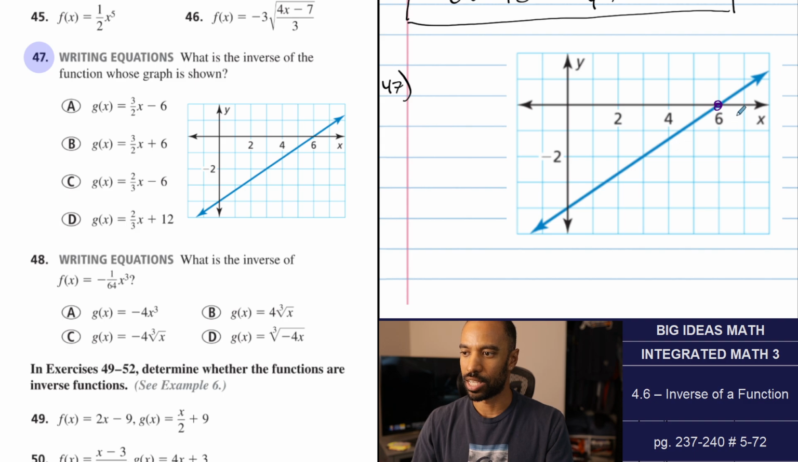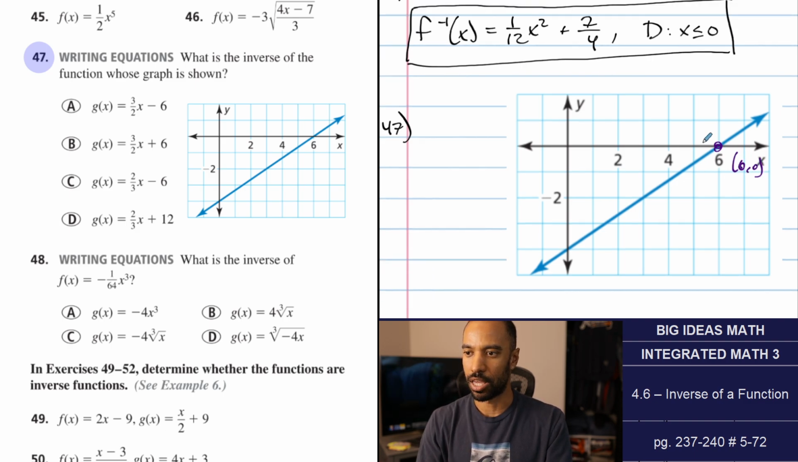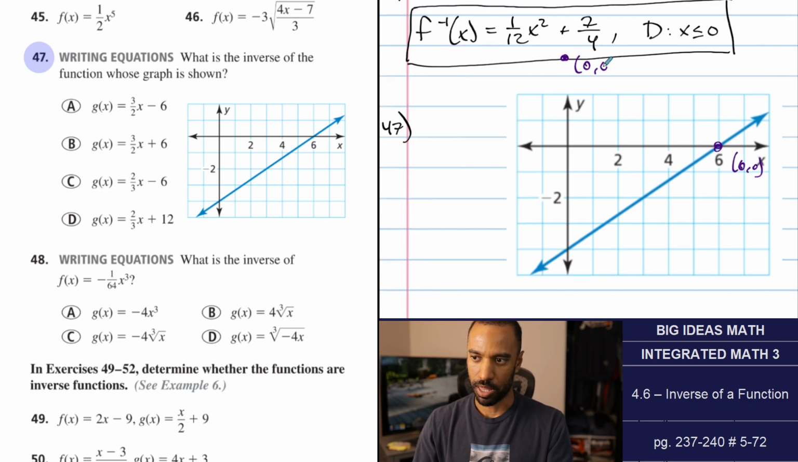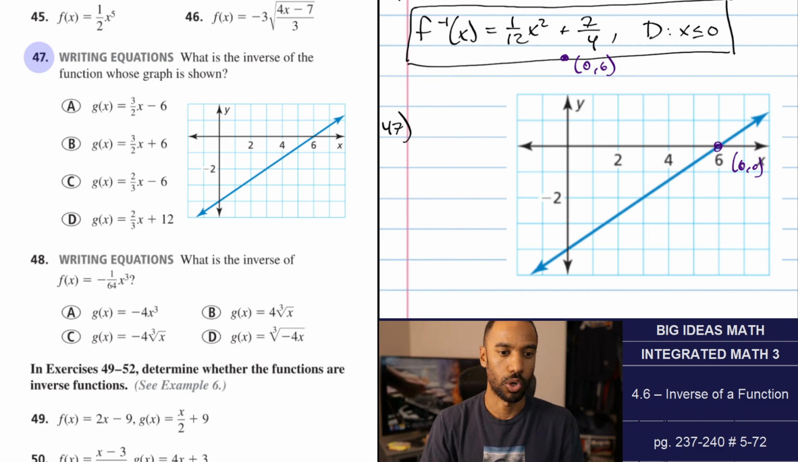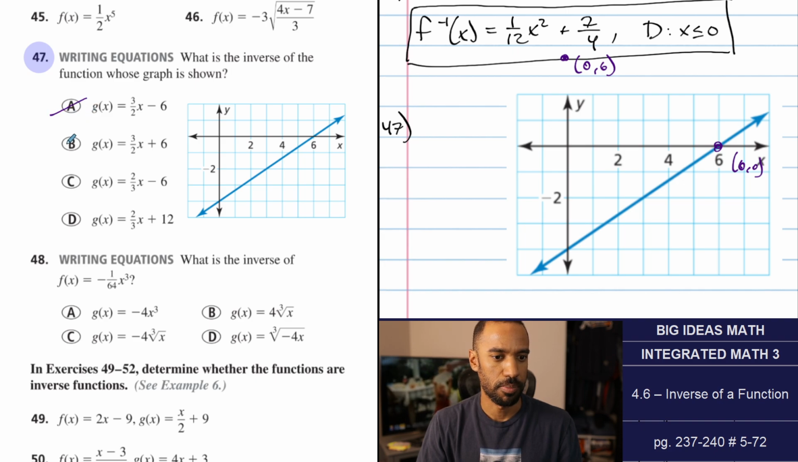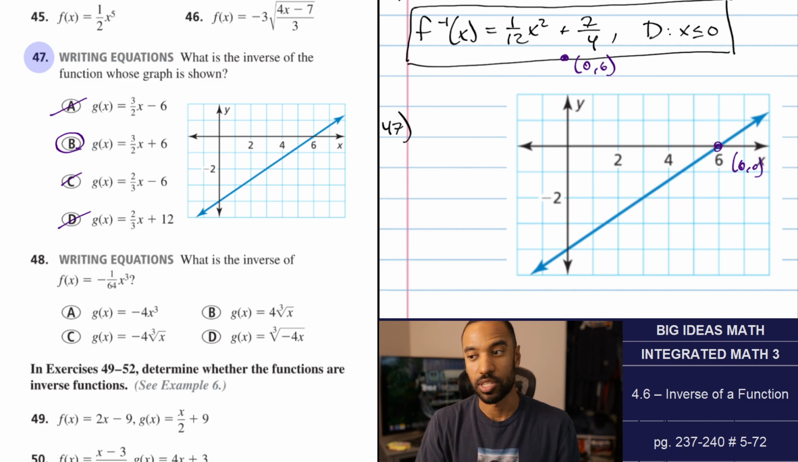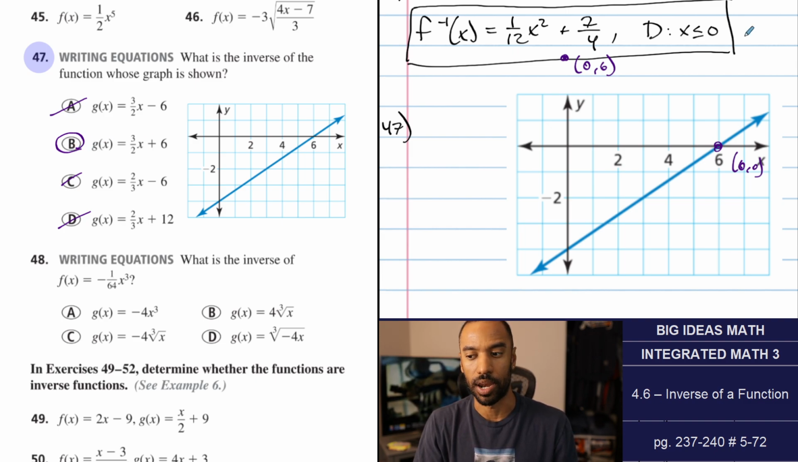We have a point here that's (6, 0), which means there's a point on the other graph that's (0, 6). If there's a point on the graph that's (0, 6), we know that that's our y-intercept. So we know that it's possibly B. Actually, I think we know now that the answer is B, just based off that alone. Swapping x and y, straight up.